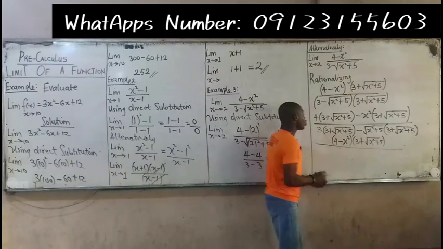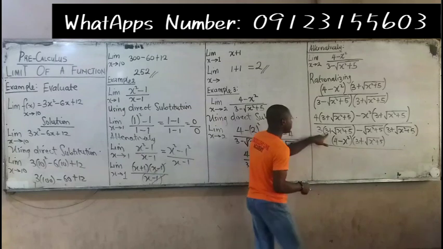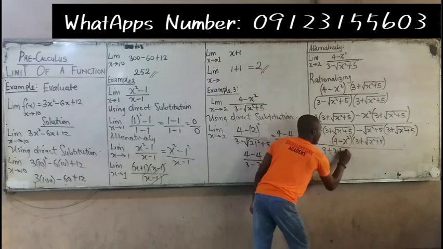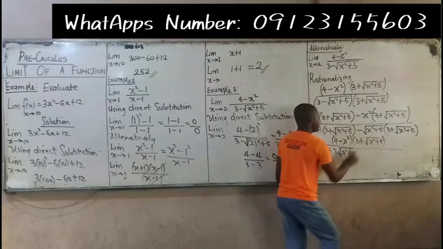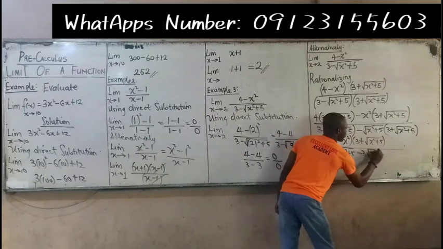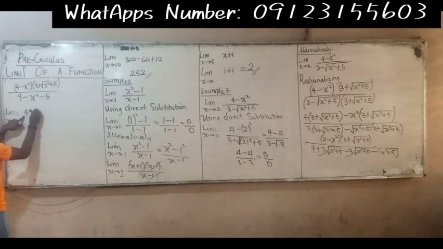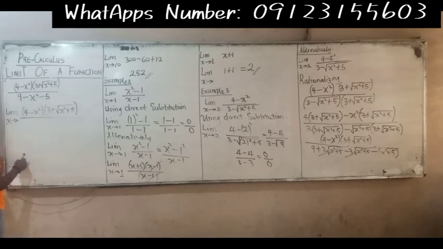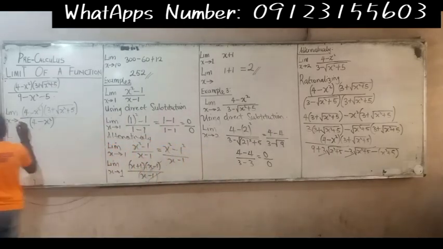So in this case, I will have 3 times 3 is obviously 9, plus 3 times all this becomes 3 root x squared plus 5. I have this minus root this times 3 becomes minus 3 root x squared plus 5. Alright, so I have 4 minus x squared into 3 plus root x squared plus 5 all over 9 minus 5, which is 4. Then, minus x squared. Obviously, this and this cancel out. Sorry, x tends to what? 2. At this point, I'll have 2.